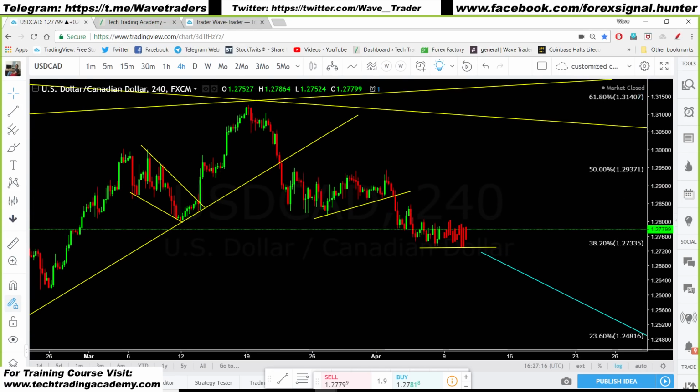All right, pattern going to change. So it can break up and can test that area again. All right, so pattern going to change. Still going to be bearish, but pattern going to change.